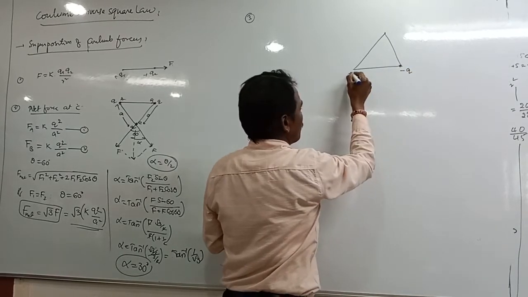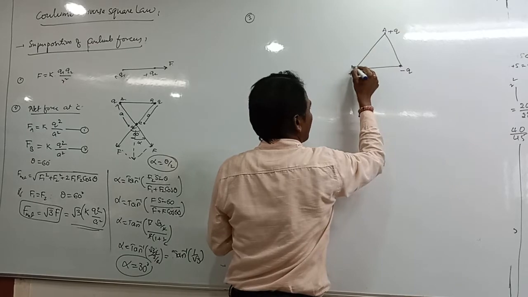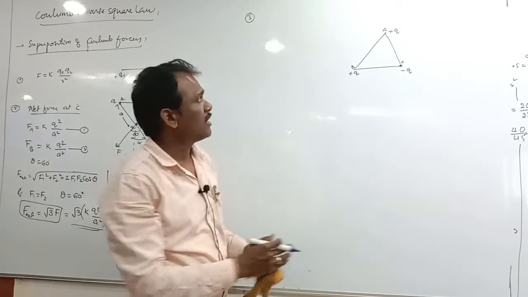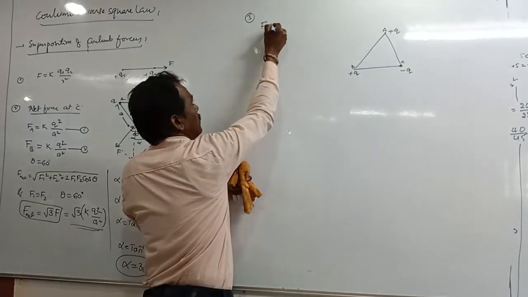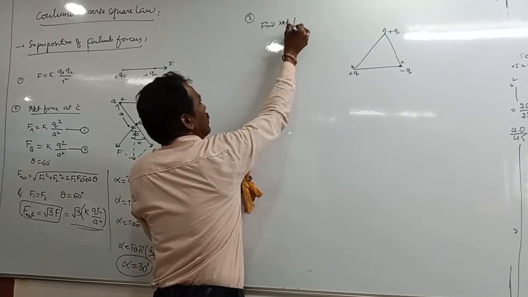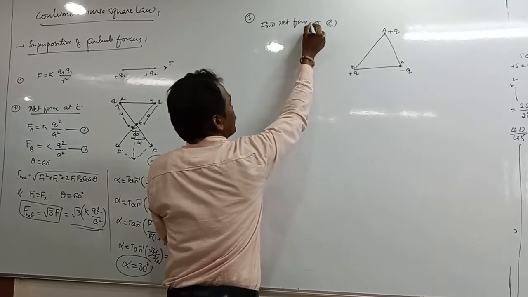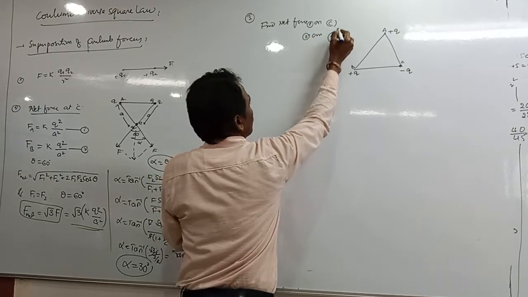Minus Q, plus Q, plus Q are at the three corners of an equilateral triangle, right? Find the net force on C, on the B corner.